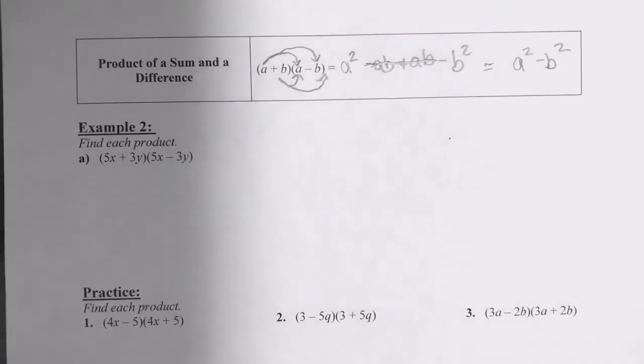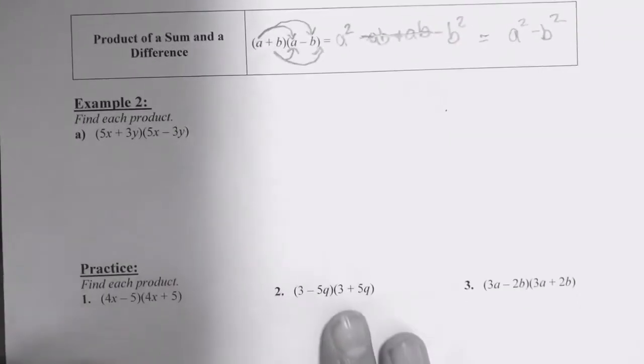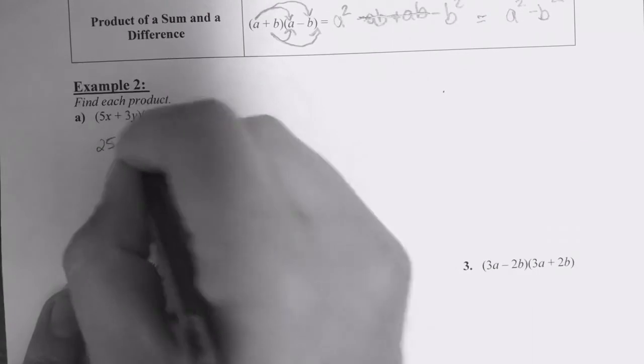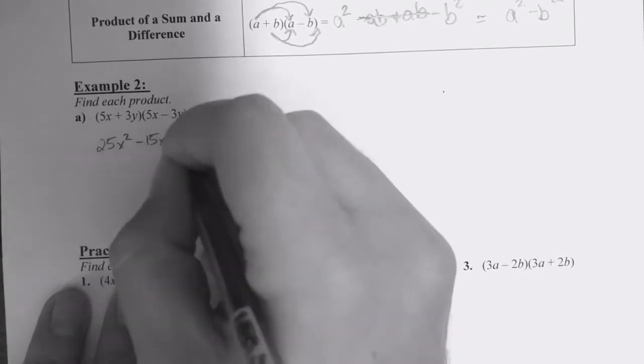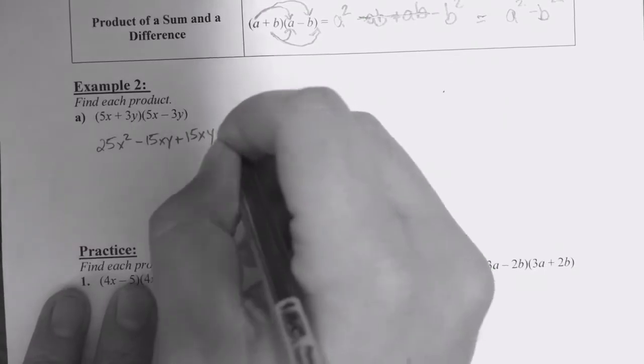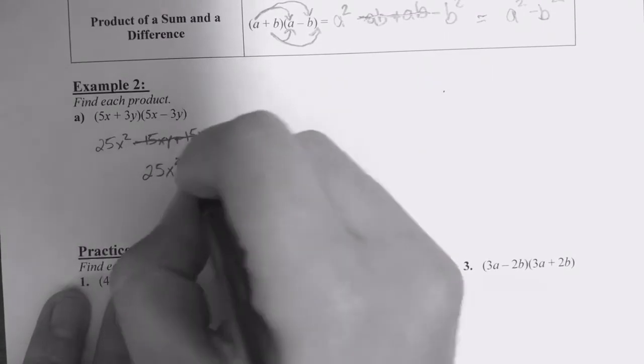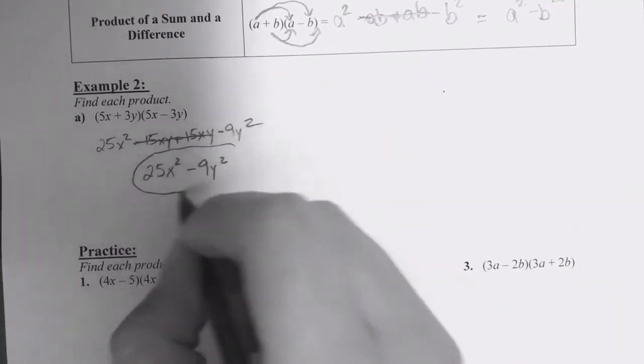If the numbers and the variables are the same, and the signs are just opposite, the middle terms will cancel out every time. So you really only have to multiply the first in each binomial and the last in each binomial. Now, if you don't recognize it, just FOIL because you'll eventually get the right answer. Okay? So example 2 here. So I'm going to go ahead and FOIL it. So we got 5x times 5x is 25x squared, minus 15xy, plus 15xy, minus 9y squared. Well, like I said, the middle two cancel out. So you have 25x squared minus 9y squared is your answer.